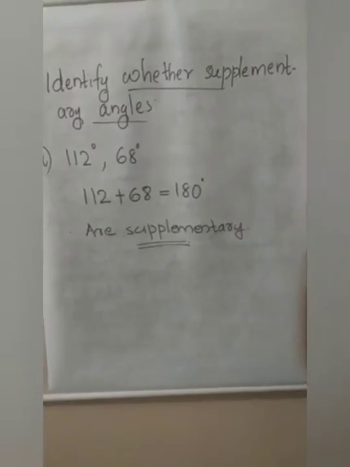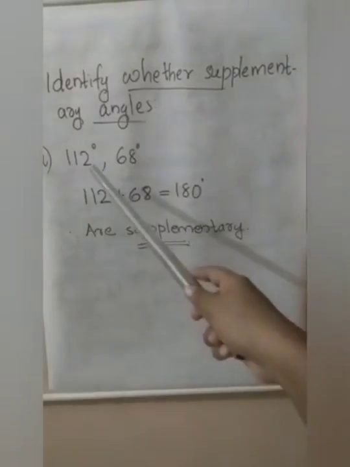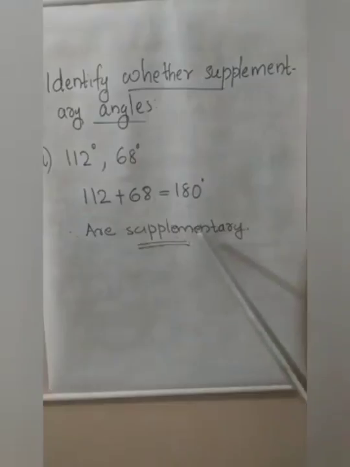So when we are adding, what are you getting? 112 plus 68 is 180 degrees. So we can say the pair 112 degrees and 68 degrees are supplementary angles. In this way, you are checking whether the given angles are supplementary or not.